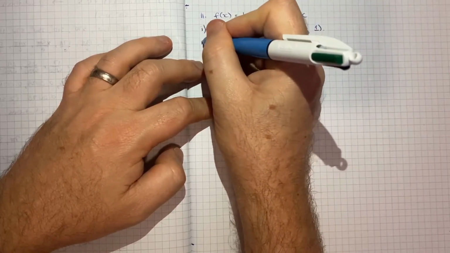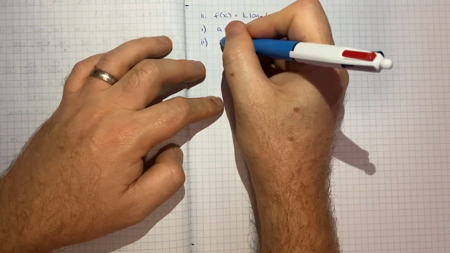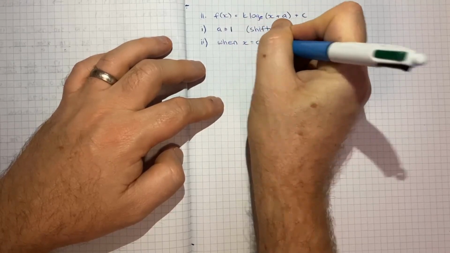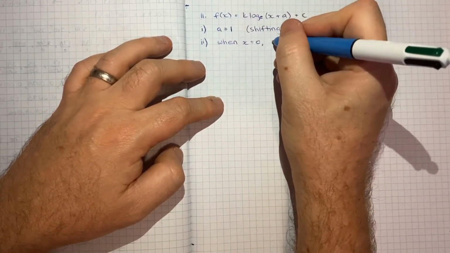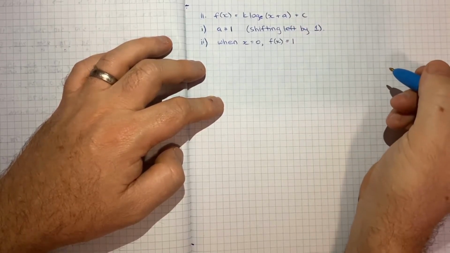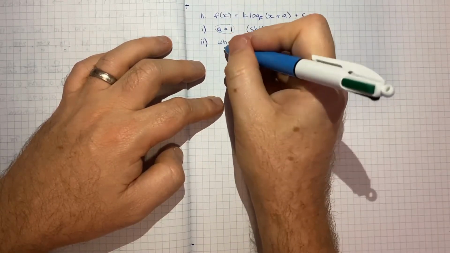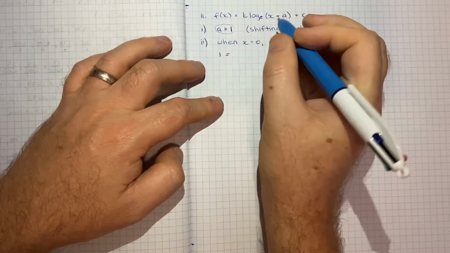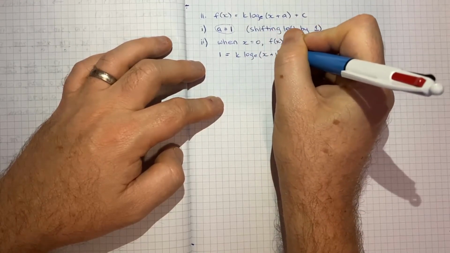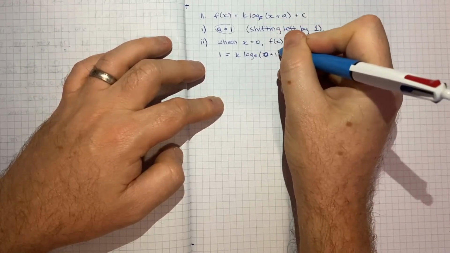So for part 2 we want to find c, and what we can use is that we're told there's a y-intercept at 1. So when x is equal to 0, y is equal to f(x), which would be 1. So now we can just sub that in, making use of what we've already worked out at part 1. We'll get 1 is equal to k log e of (0 plus 1) plus c, because x is 0.